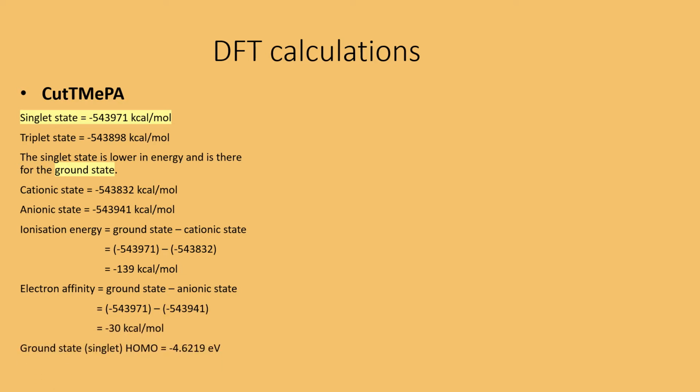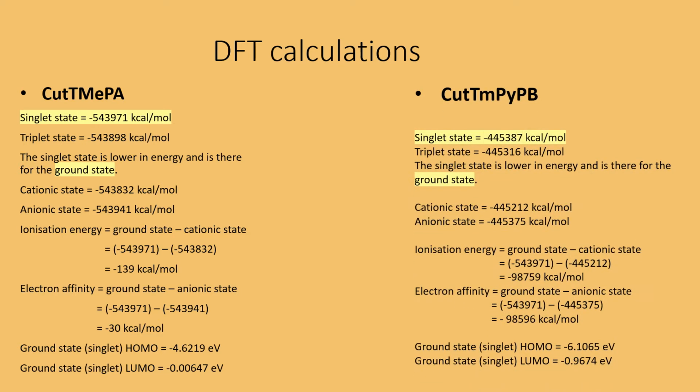And then the HOMO value and the LUMO value are there as well. And for PB, we've got the singlet and triplet states, showing similarly to PA that the singlet state is the ground state. And then the cationic state, the energy of the anionic state, and the ionization energy, electron affinity, and HOMO-LUMO values are right there.